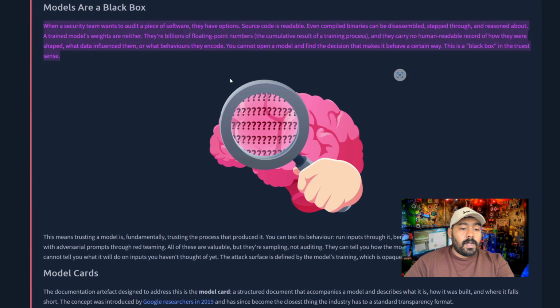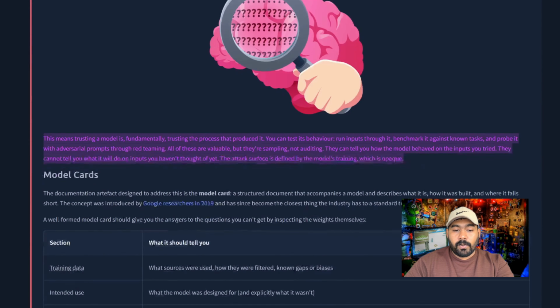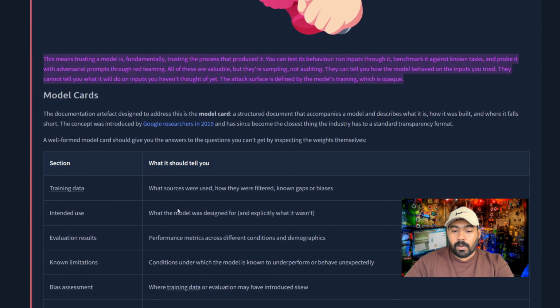This means trusting the model is fundamentally trusting the process that produced it. You can test its behavior, run input through it, benchmark it against known tasks, and probe it with adversarial prompts through red teaming. All of these are valuable, but they are sampling, not auditing.